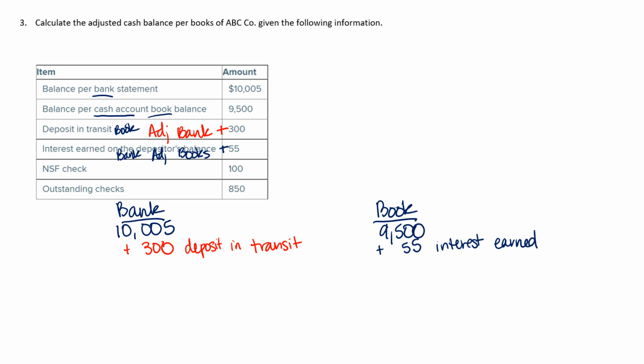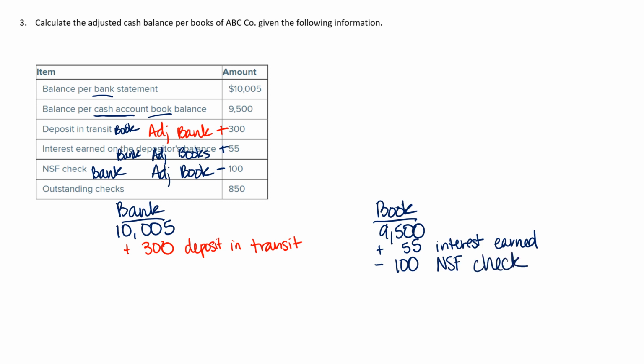Next item is a non-sufficient funds check. The bank will already know about this, so you will adjust the books. This would be a subtraction because it's a bad check. The money's not really there, so you have to deduct it back out of the balance. So you subtract $100 for a non-sufficient funds check.